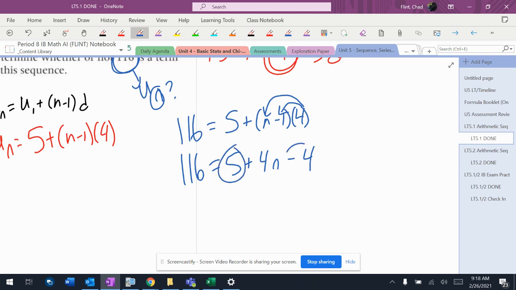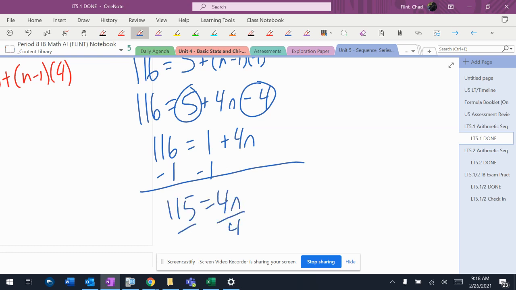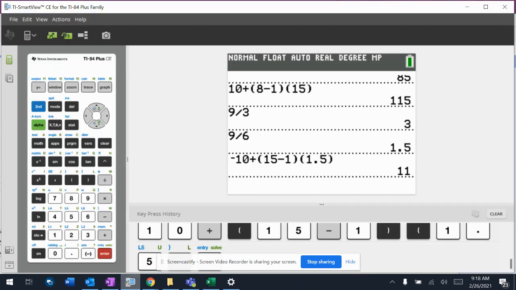Okay, I'm going to combine like terms here. And I'm going to get 1/16 equals 1 plus 4n. And then I'm going to minus 1 minus 1. And I'm going to get 1/15 equals 4n, divided by 4. And I'm going to see what that is. And I'm going to talk about what the answer means.